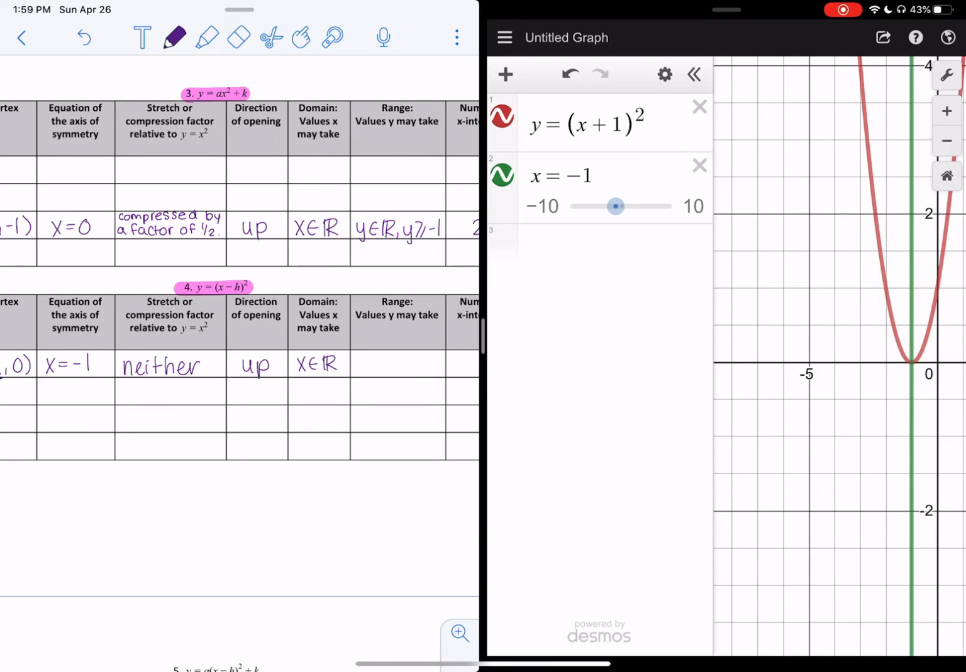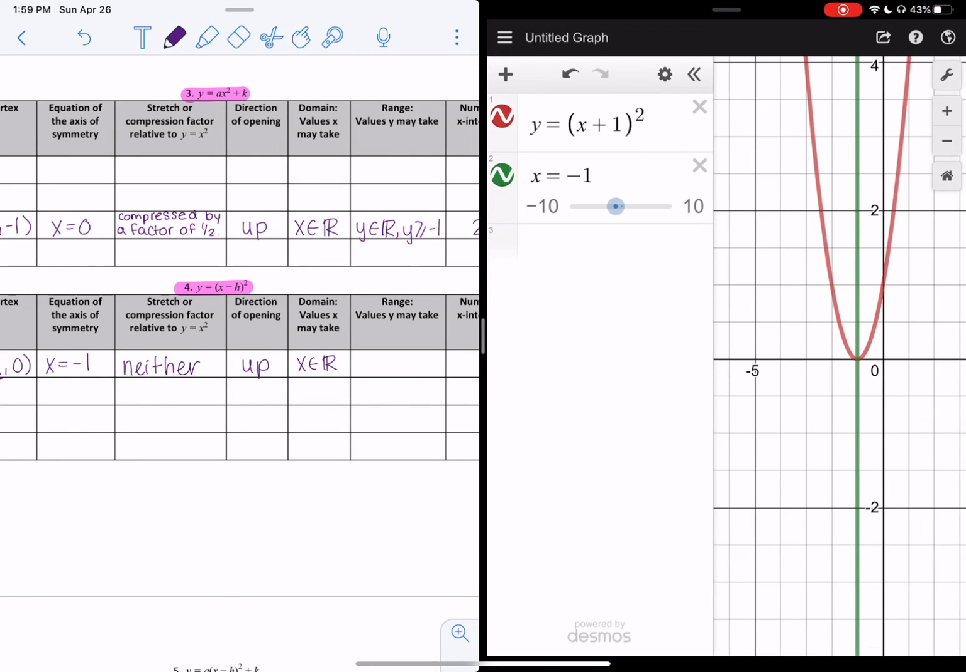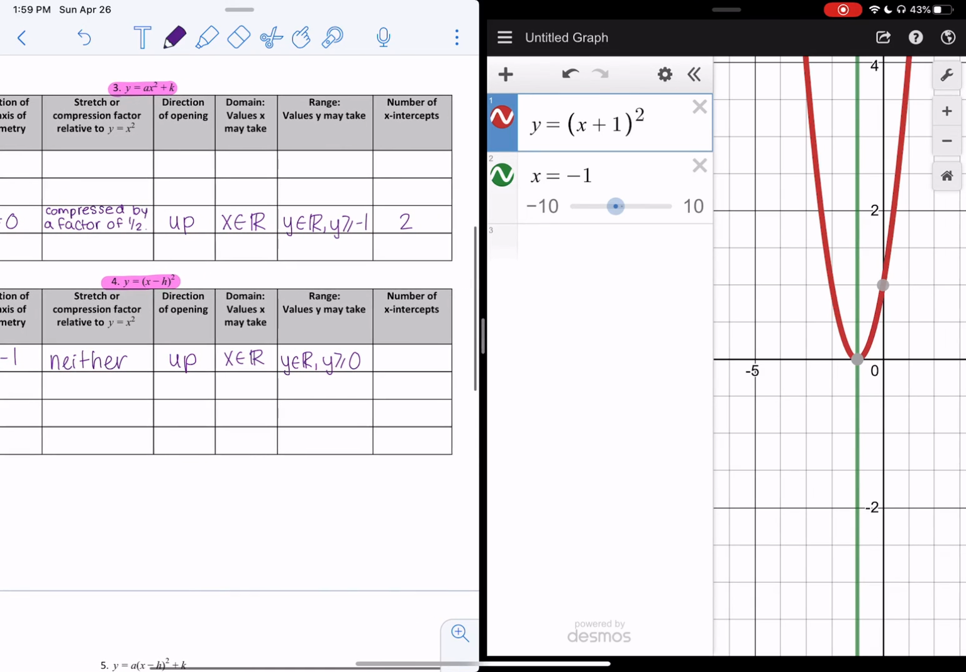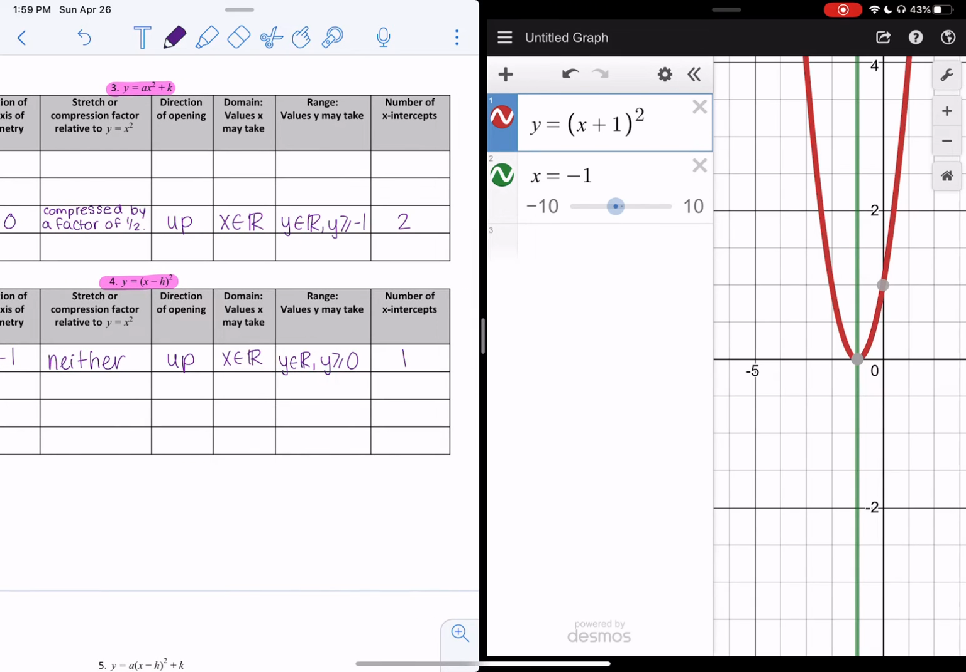Now for my range, I'm going to look here. What is limiting my range? That's definitely this point here. So it goes lower and lower and lower, gets to 0, and then turns around. So my y's can be anything, but they have to be bigger than or equal to 0. And then if I look, I only have one x-intercept. It only hits the x-axis one time.